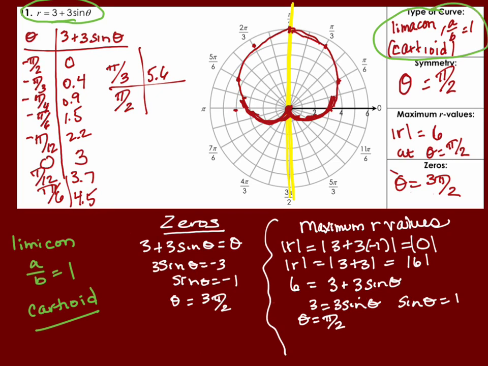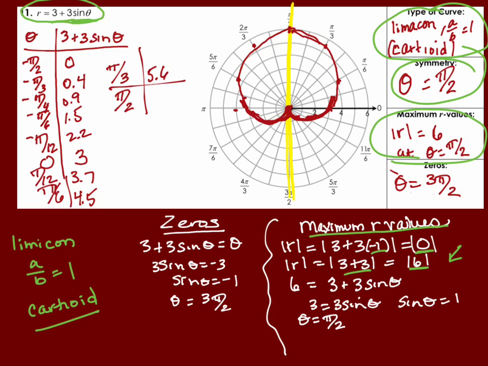Cardioid limaçon. Okay, symmetry, we're going to try theta equals pi over 2, and sure enough, it does. So we're going to say symmetry is theta equals pi over 2. We have to find our maximum r value, so here's me substituting -1 in, and I get 0, and +1 in, and I get 6. So our maximum r value is going to be 6.